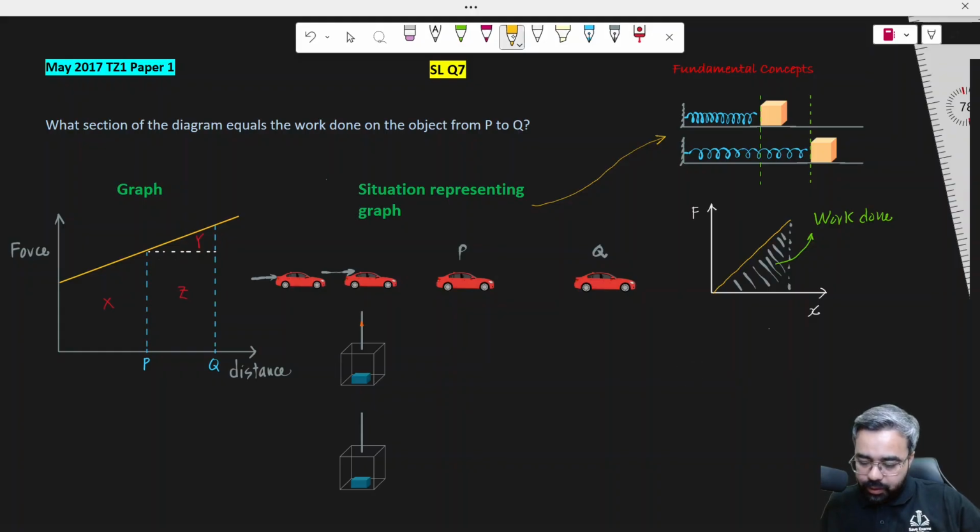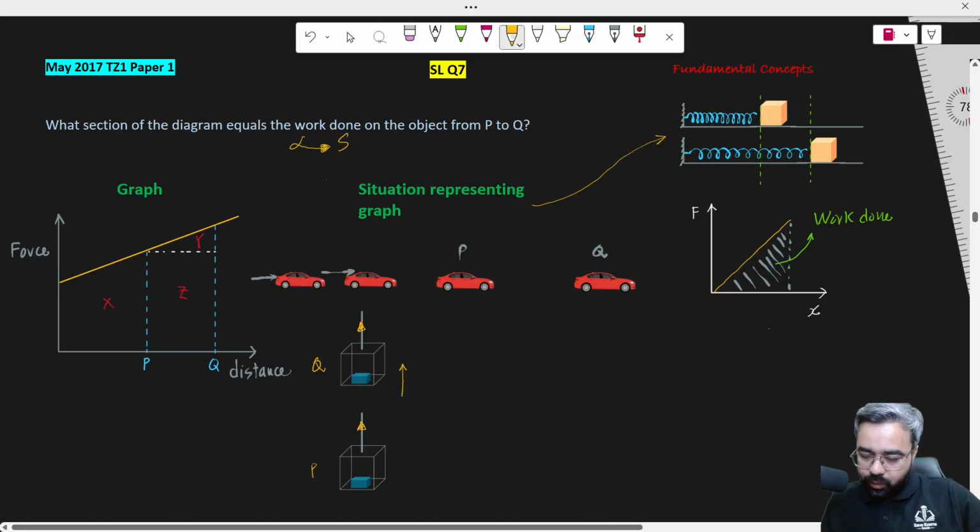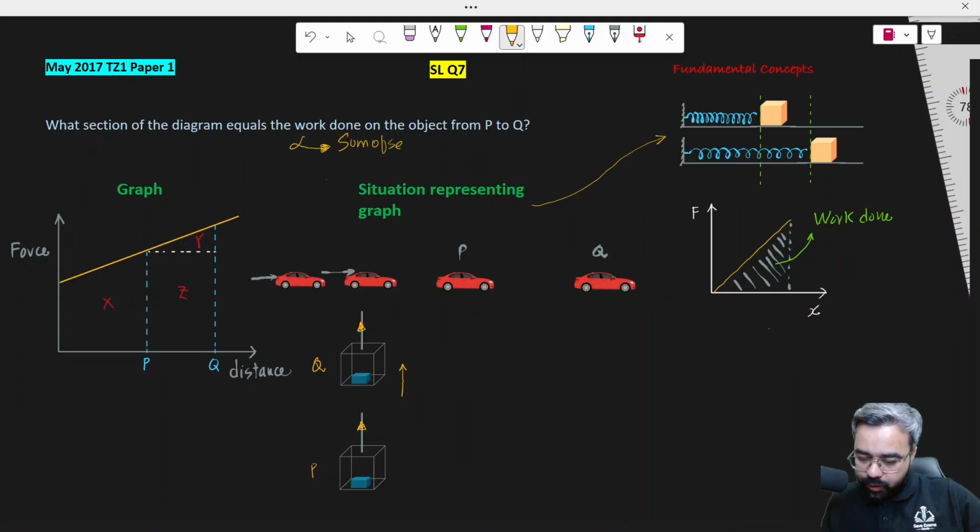And in the same manner, this is another scenario. If the force of tension in a cable is increasing and it is accelerating up, and this is a position P and this is a position Q, then what is the work done during this? That is once again the area under the force-displacement graph. So it is the sum of sections Y plus C that represents the total work done from P to Q. So the right answer should be option C.